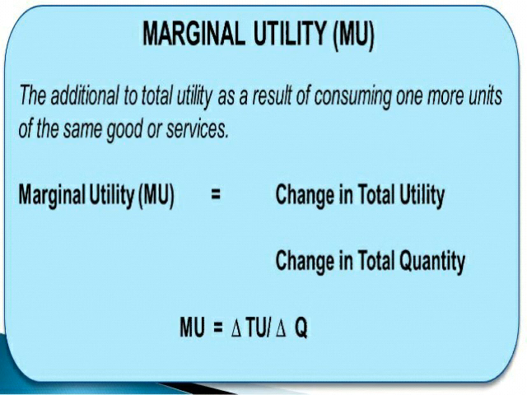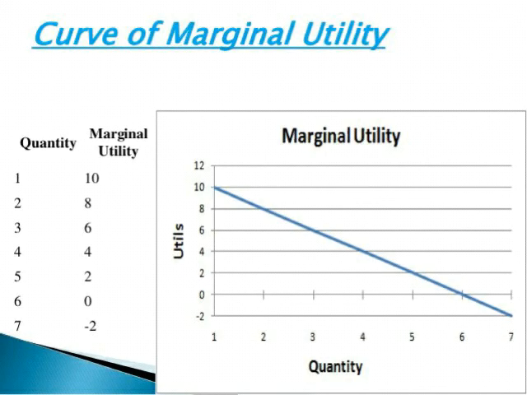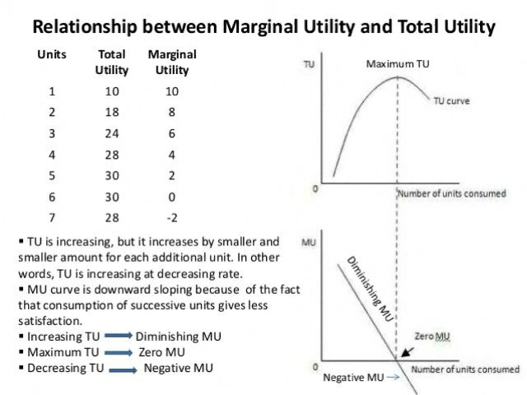So what is the difference? Marginal utility is equal to the change in total utility, which we denote with the delta sign, the triangle sign. Delta means the change. So marginal utility is the change in total utility divided by the change in quantity. Now we can see the diagram. Similarly, quantity is on the x-axis, and utils, the units of utility, and marginal utility are on the y-axis. You can see that as we consume more and more units, marginal utility falls.